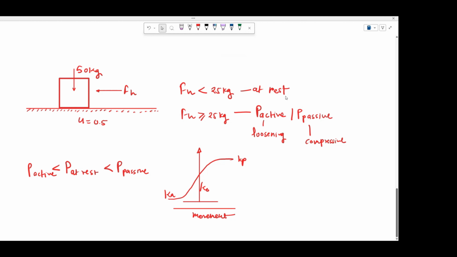This is something you can compare with the at rest condition in earth pressure. Now, if you apply a force more than or equal to 25 kgs, you will get either active earth pressure or passive earth pressure. Whether you get active or passive depends on whether your soil is getting compressed or whether it is showing loosening behavior or tensile strains. If you relate it with this analogy, you will also come to know that Ka is the lowest, K naught comes somewhere in the middle, and Kp is the highest one.